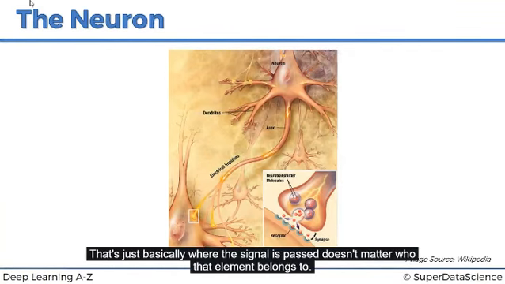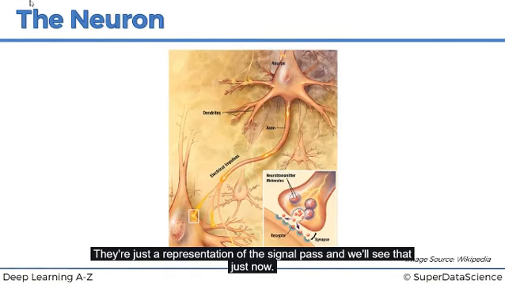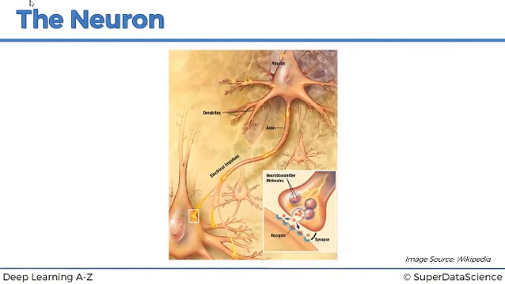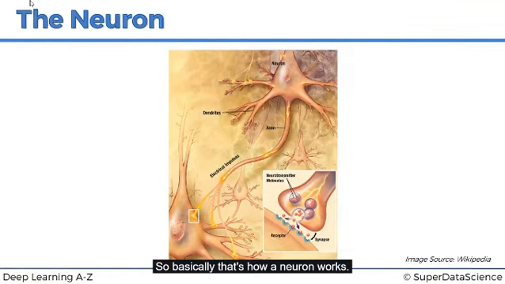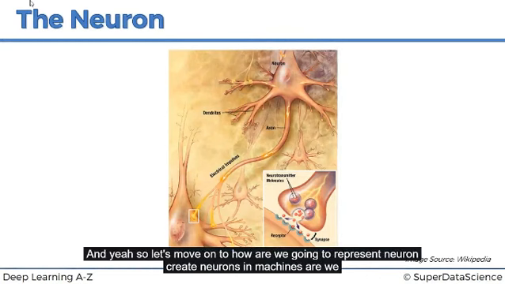That's just basically where the signal is passed. Doesn't matter who that element belongs to. That's just a representation of the signal being passed, and we'll see that just now. So basically, that's how a neuron works. And so let's move on to how we're going to represent neurons, or how we're going to create neurons in machines.